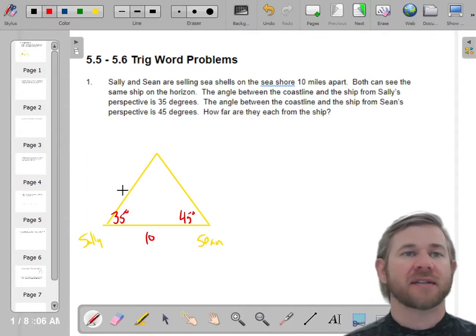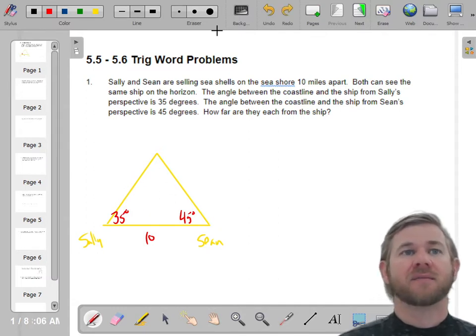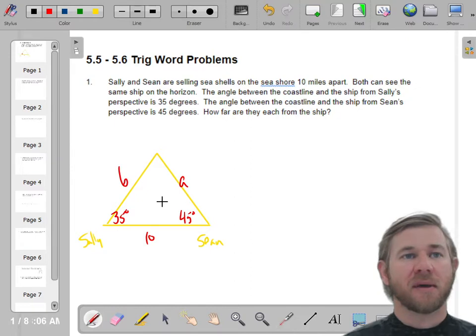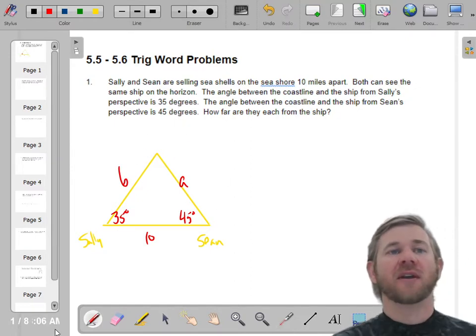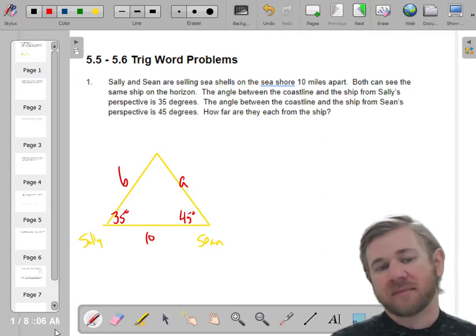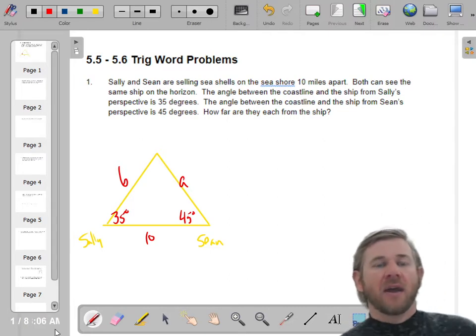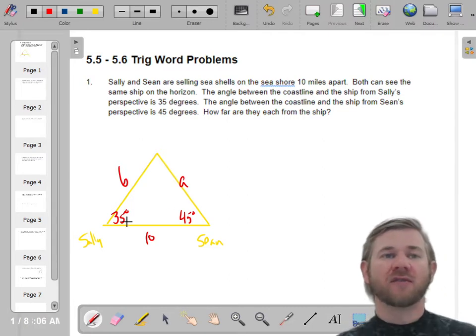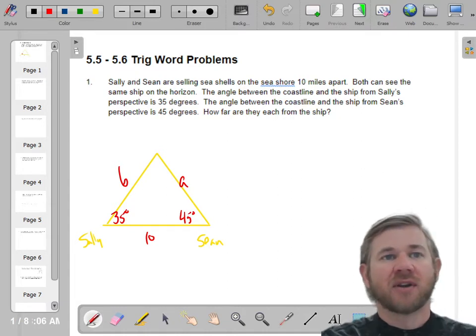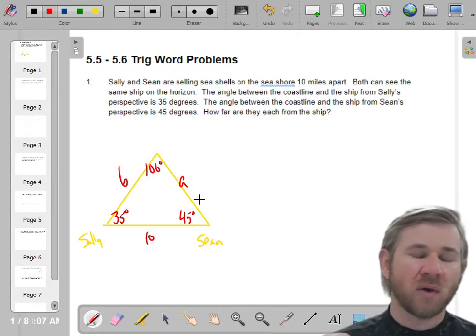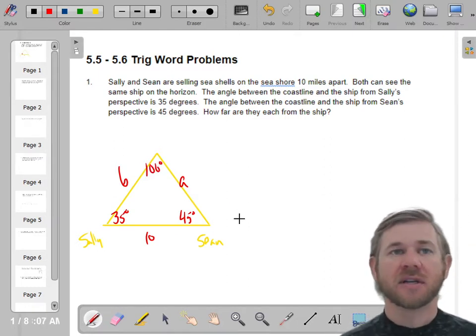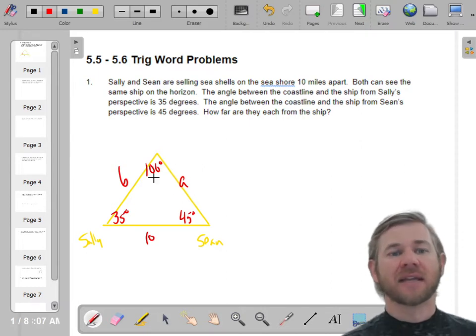So let's call this A, and this can be my B. It doesn't really matter which one you label which. Here's my boat out here, and I want to figure out the two distances. So I'm trying to find the sides of the triangle. Now, if they give you two of the angles, you can find the third angle by subtracting from 180. Since these make 80, this is 100, because they have to add to 180.